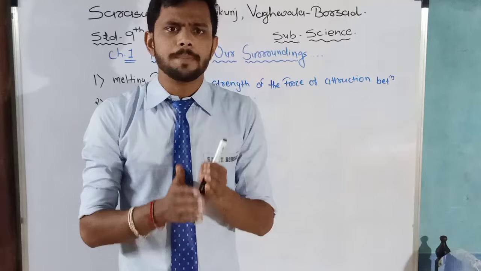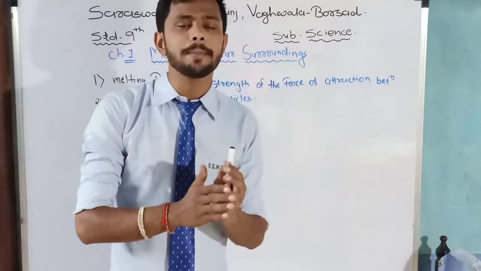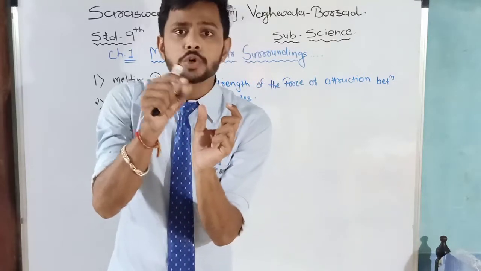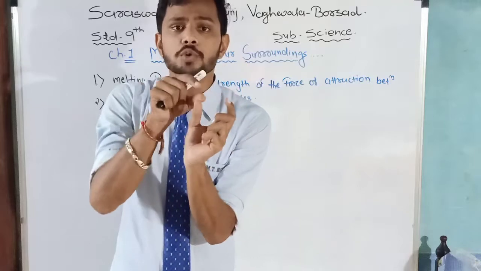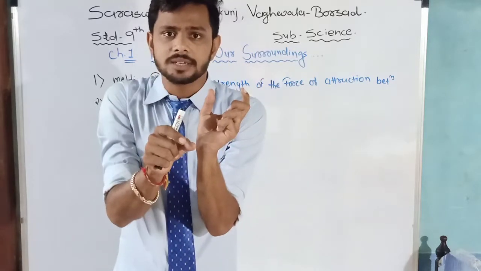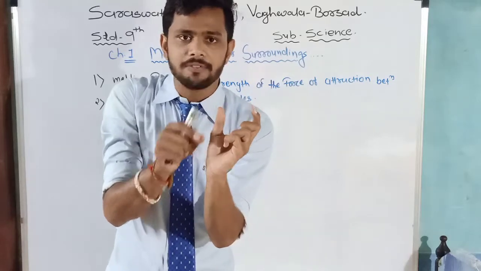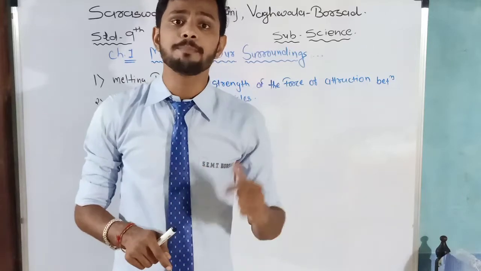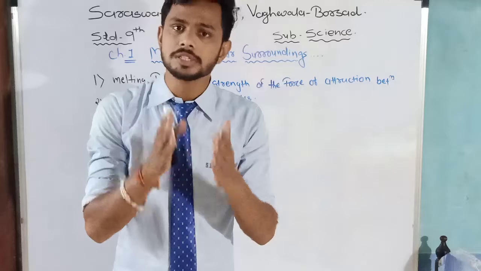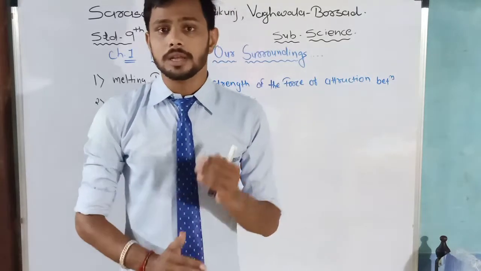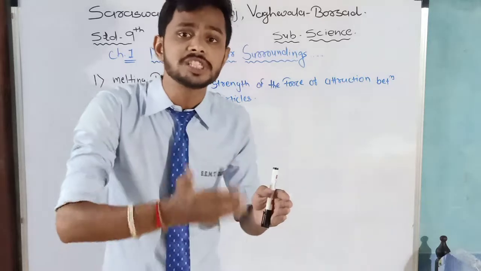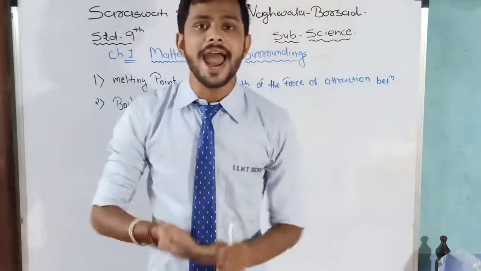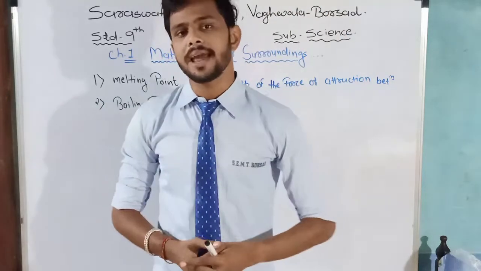The minimum temperature at which a solid substance starts to melt, that is, starts to change from the solid state to the liquid state, that particular temperature at which this conversion takes place is known as the melting point of that particular solid. What is the boiling point? The temperature at which a liquid starts to boil and is converted from the liquid phase to the vapor phase at atmospheric pressure is known as the boiling point.